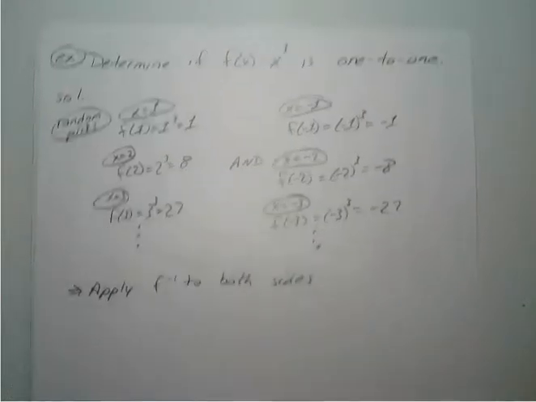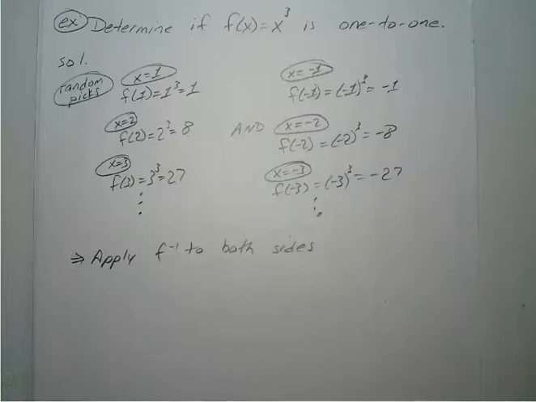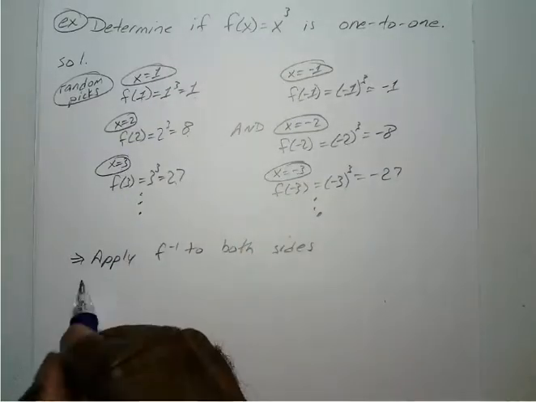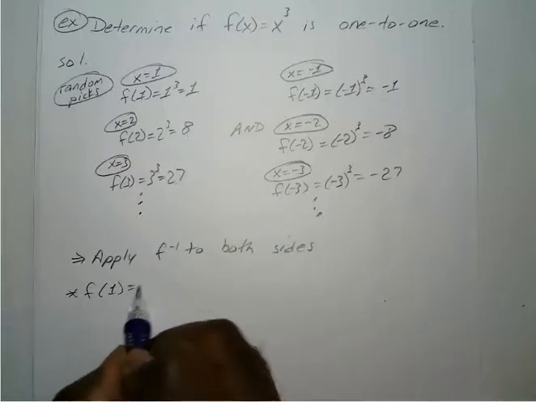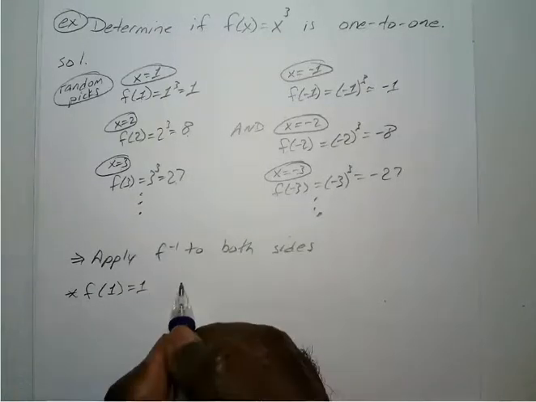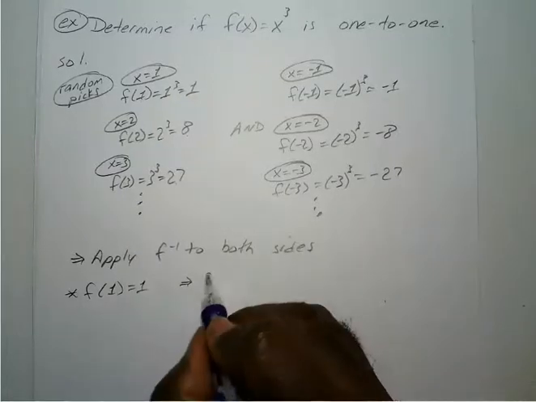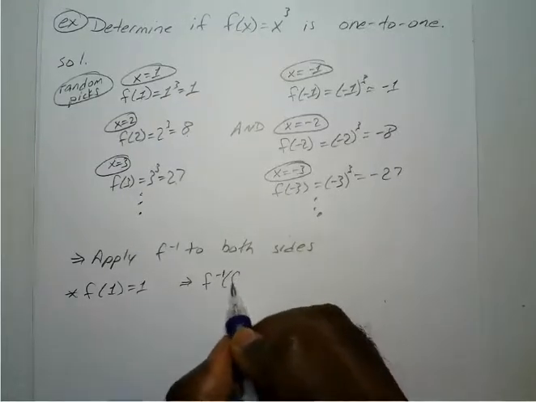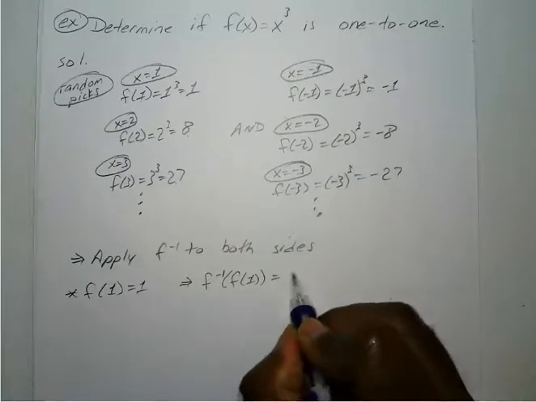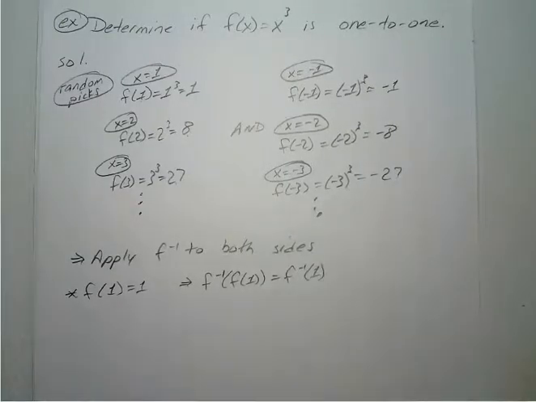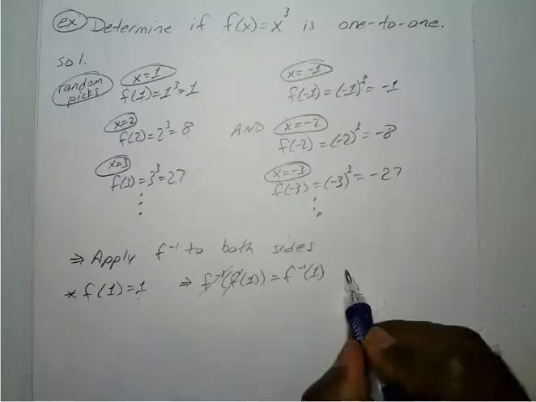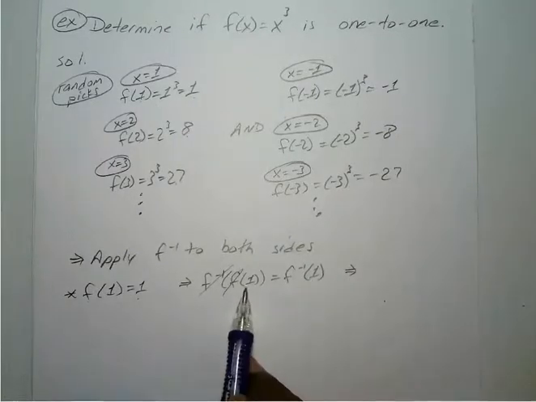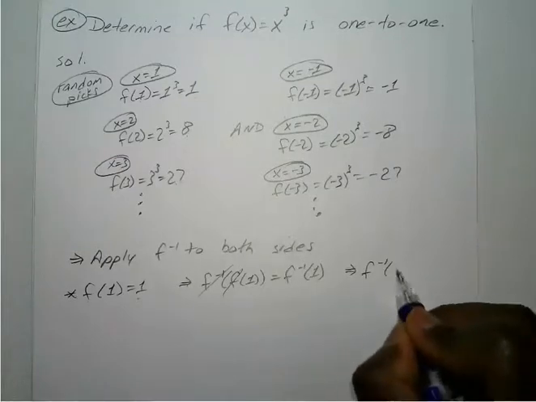Okay, to both sides. So we're going to do f of 1 and f of negative 1. So we know f of 1 equals 1. So we apply f inverse. So f inverse of f of 1 equals f inverse of 1. So we just applied f inverse to both sides of the equal sign. These two are going to cancel each other out. So we know f inverse of 1 equals 1.